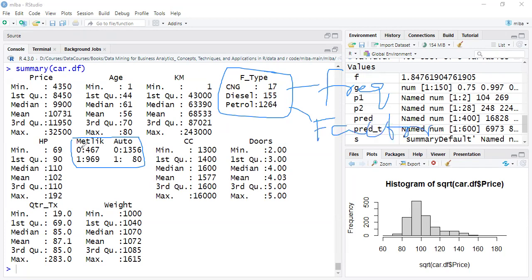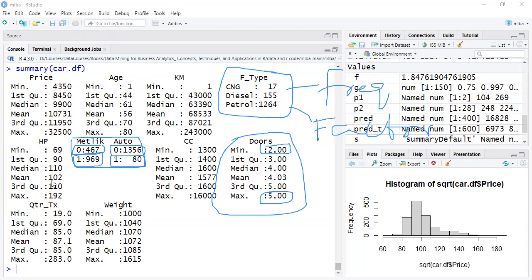So how many automatic cars do we have? Automatic cars are 1356. And how many, I'm sorry, it's vice versa of that. Manual cars are 1356 and automatic cars are 80 only. How many cars have metallic color? 969 cars have metallic colors and 469 cars have a non-metallic color. Similarly, in the summary statistics, the maximum number of doors is 5, and the minimum number of doors is 2. And similarly, we have the mean number of doors and so on.